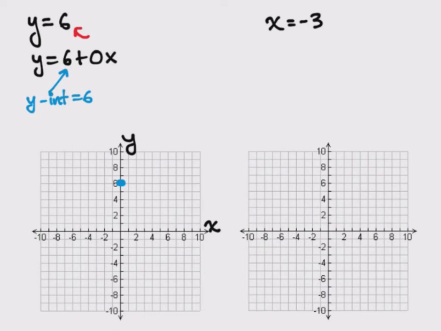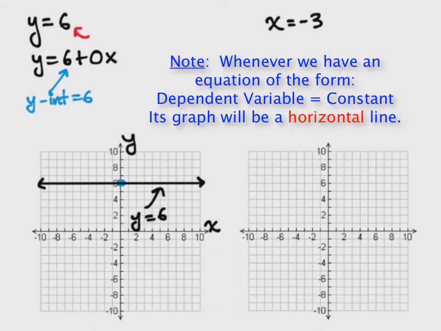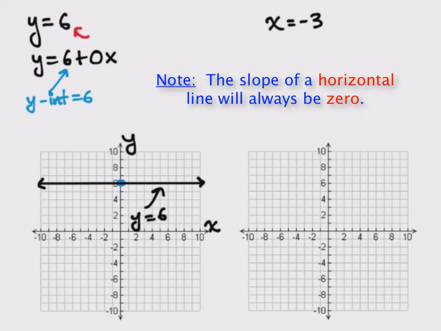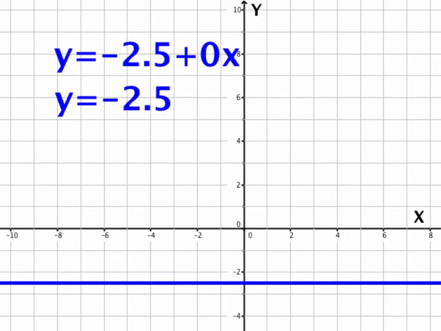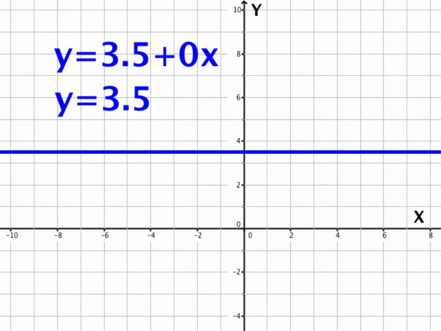If we have a line that, of course, goes on and on forever in both directions, but it never hits the x-axis, that means it has to be parallel to the x-axis. And so the graph for the equation y equals 6 is going to be a line parallel to the x-axis going through the point (0, 6), because that's our y-intercept. And in fact, whenever we have an equation of the form dependent variable equals a constant, just some number, then it's going to be a horizontal line. And of course, the slope of a horizontal line will always be 0. And here are some examples of these horizontal lines.